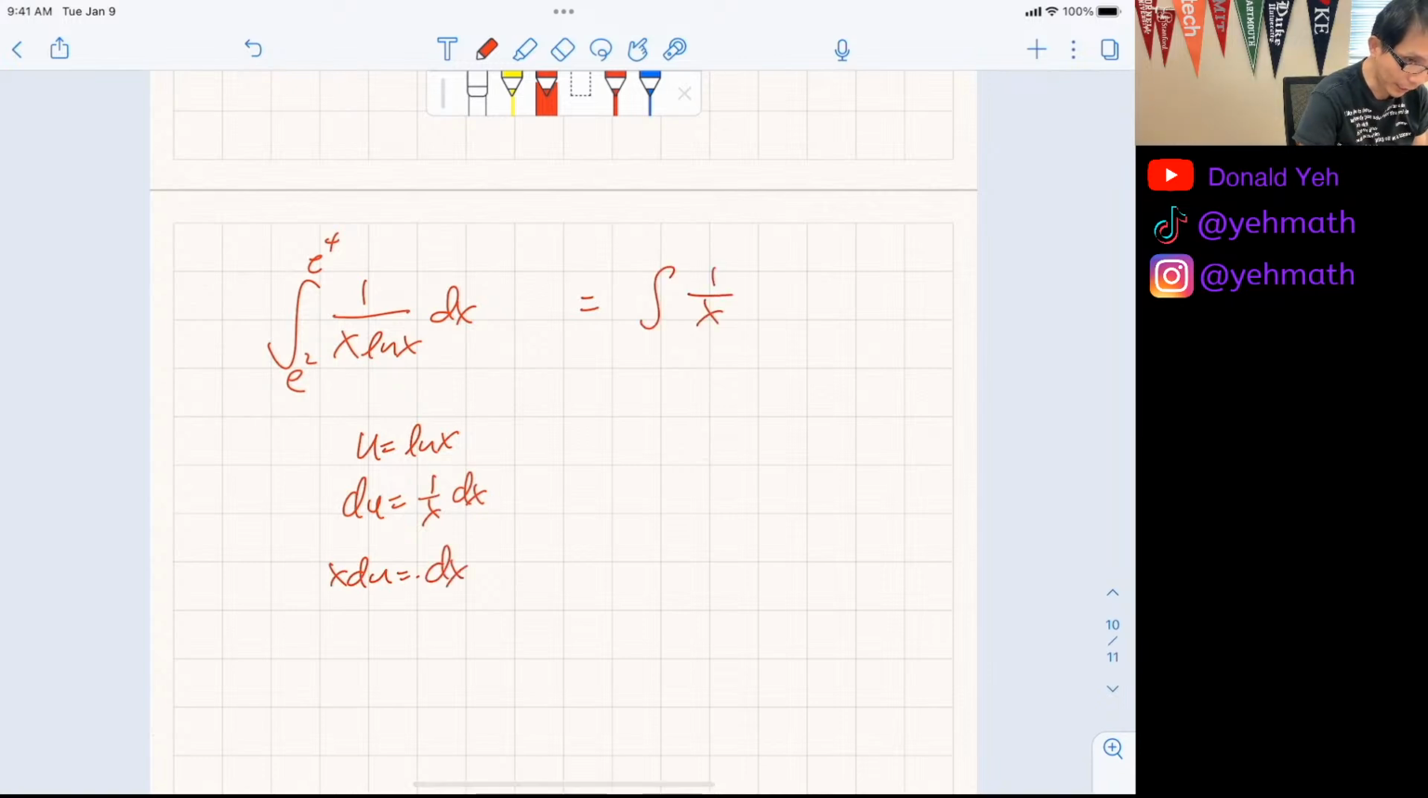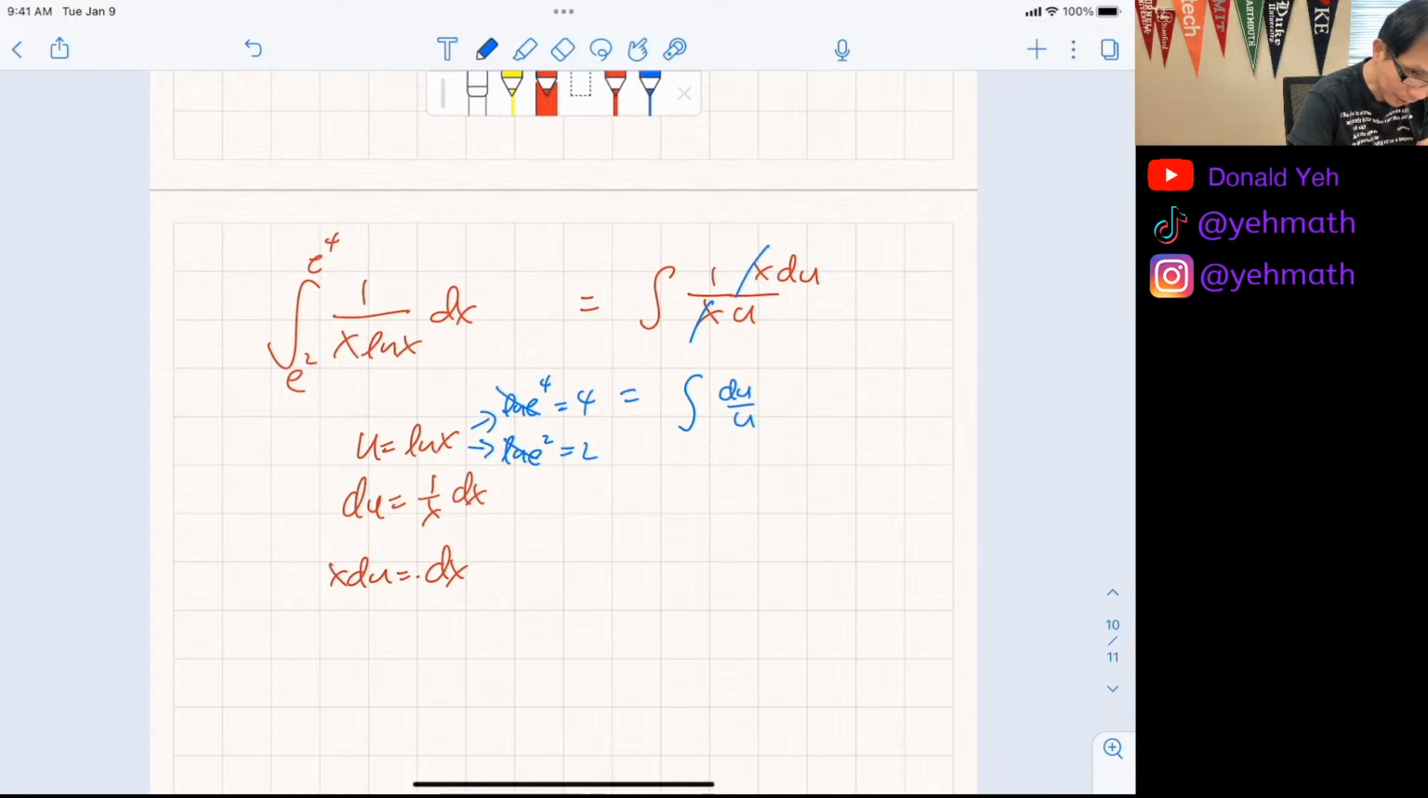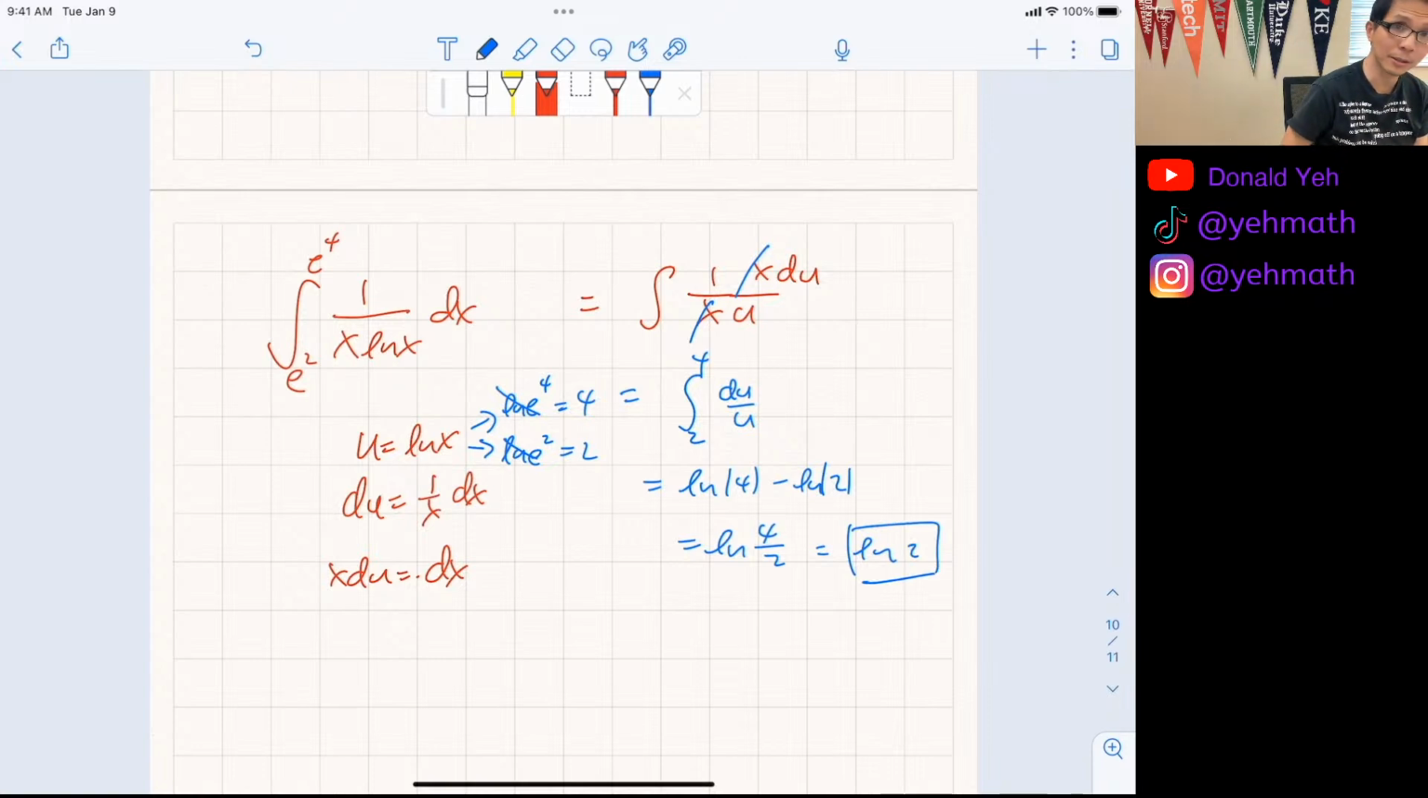And then you can see that 1 over x and u here, and this dx is equal to x du. And this x is going to cancel out. That's equal to du over u between e squared and e to the 4th. No, actually, sorry. I'm going to change that boundary to ln of e squared, ln of e to the 4th. And the ln and e cancel out. That's just going to be 4, and that's 2. So that's 4 and 2. This is ln of 4 minus ln of 2. You can subtract them by dividing them. That's one of the rules. And natural log of 2 is the final answer.